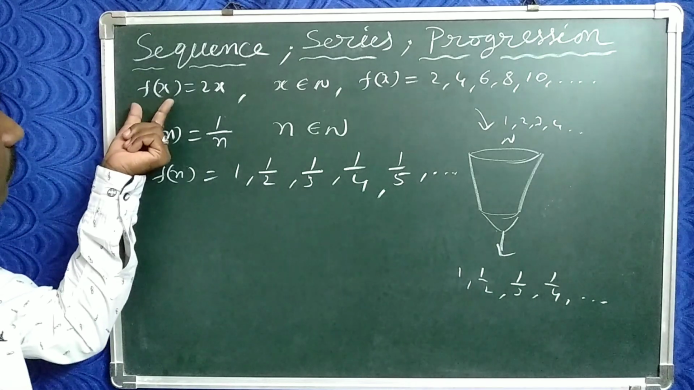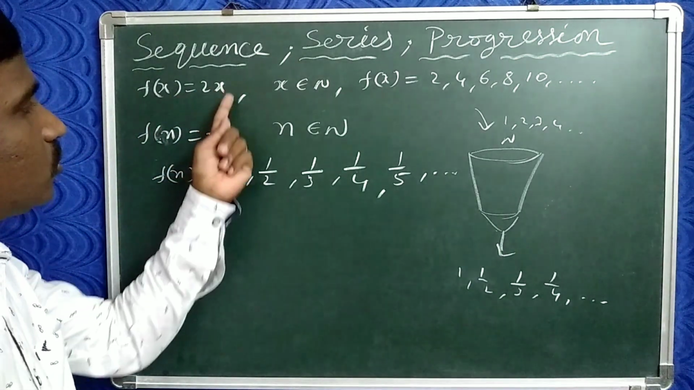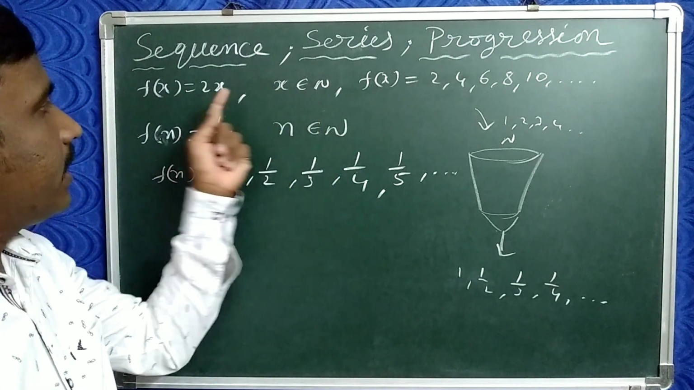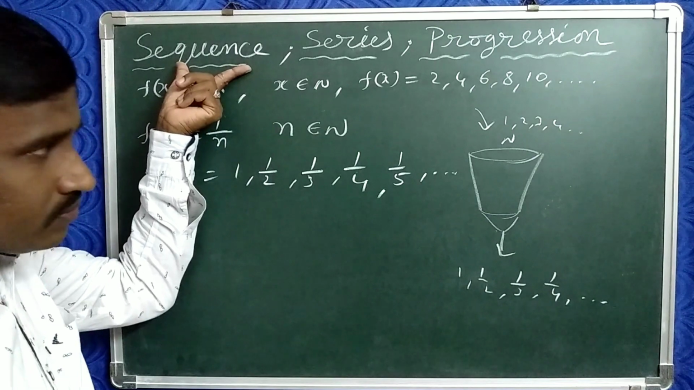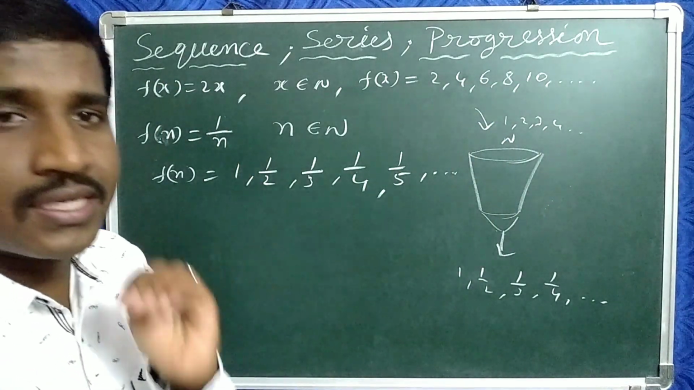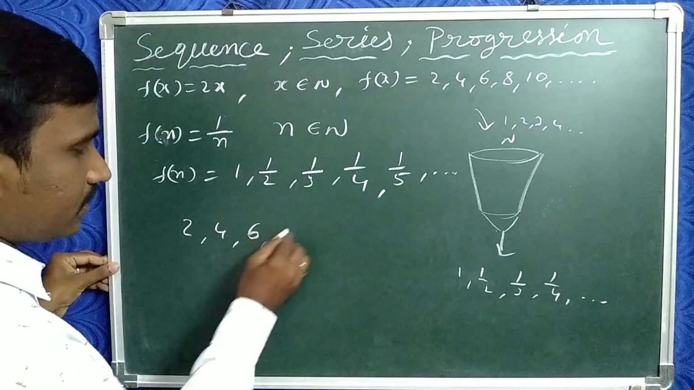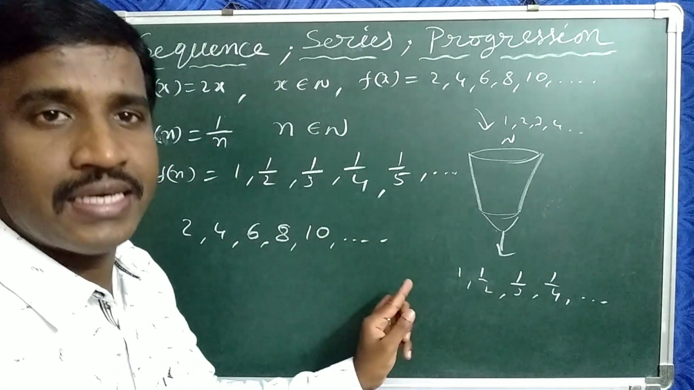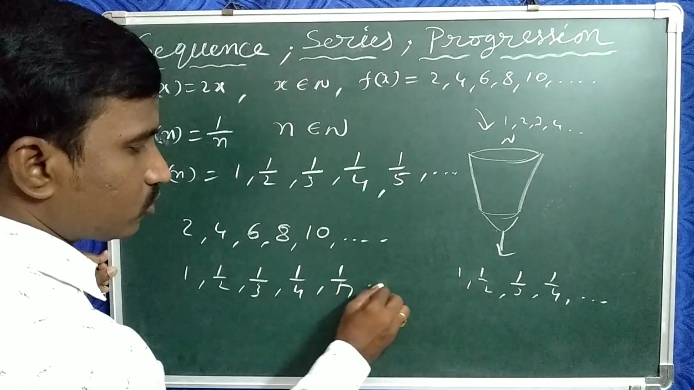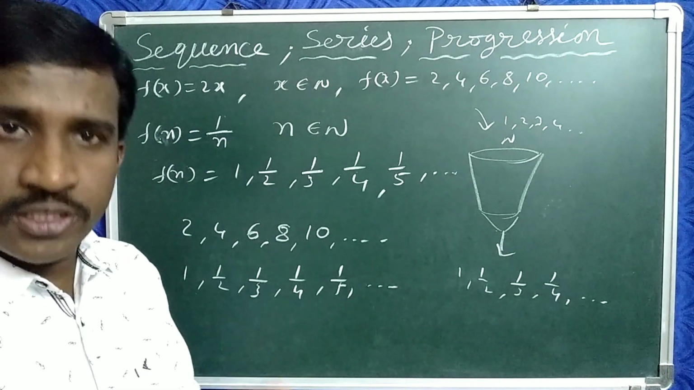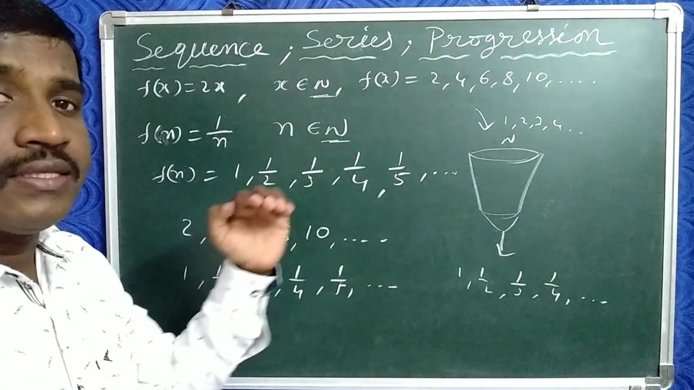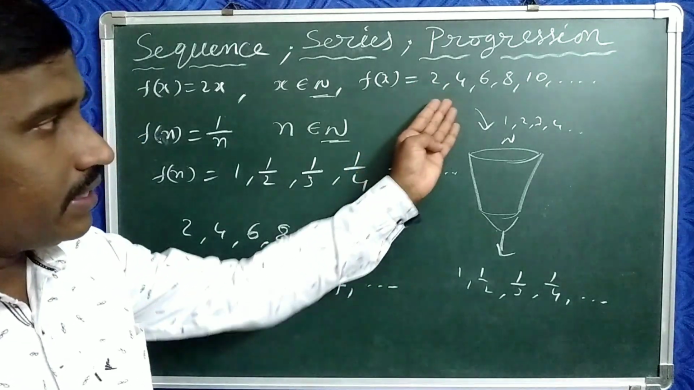So friends, here f of x equal to 2x and f of n equal to 1 by n, these two are considered as functions. In these functions, the domain values are the set of natural numbers. So a function is said to be a sequence if the domain is the set of natural numbers; the range values are nothing but a sequence. Here, 2, 4, 6, 8, 10, and so on, these are all sequences. Otherwise, 1, 1 by 2, 1 by 3, 1 by 4, 1 by 5, and so on, this is also a sequence. That's why a function is said to be a sequence if the domain belongs to the set of natural numbers, then the range is nothing but a sequence.